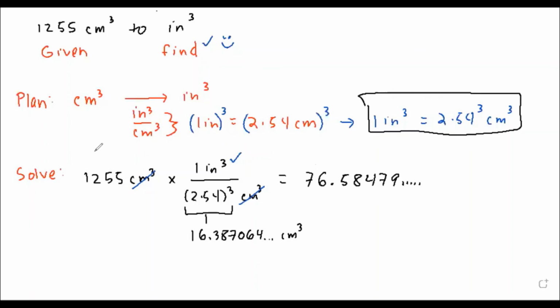the sig figs. So here we have 4 sig figs in 1255, and inches to centimeters, that's an exact conversion. So our final answer should have 4 sig figs. So the 8 is the last sig fig, 1, 2, 3, 4. We look to the right to see if we need to round it. It's going to stay an 8. So your final answer, 76.58 cubic inches.